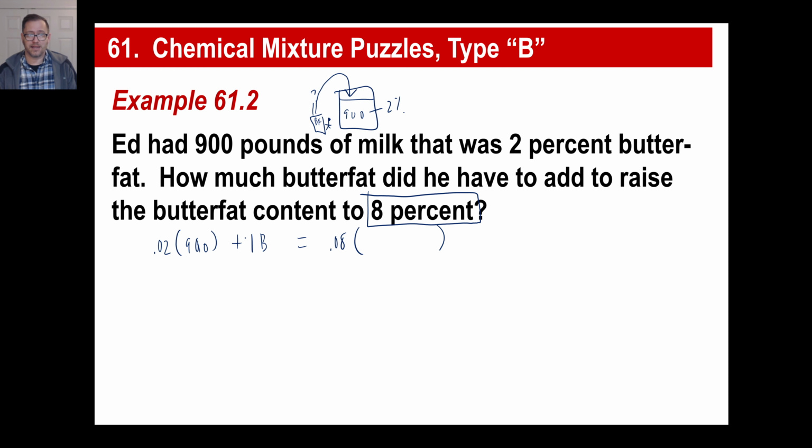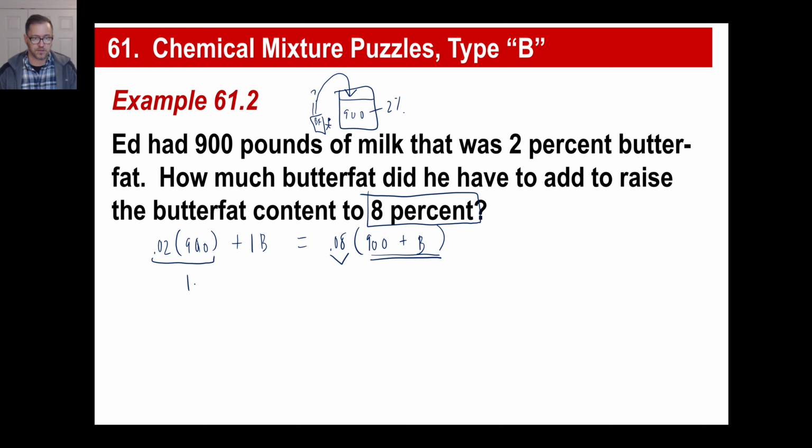Now again, he starts with 900 pounds, he adds something. How am I going to write that inside these parentheses? He starts with 900, he adds B, there you go. In other words, here's Ed. He's starting out with a hunk of milk, 900 pounds, 2% butter fat. He adds butter fat, which is by definition 100% butter fat. He ends up with some amount we don't know. We know it's 900 plus whatever he throws in there. And we know the new percent is 8%. Boom, there you go.